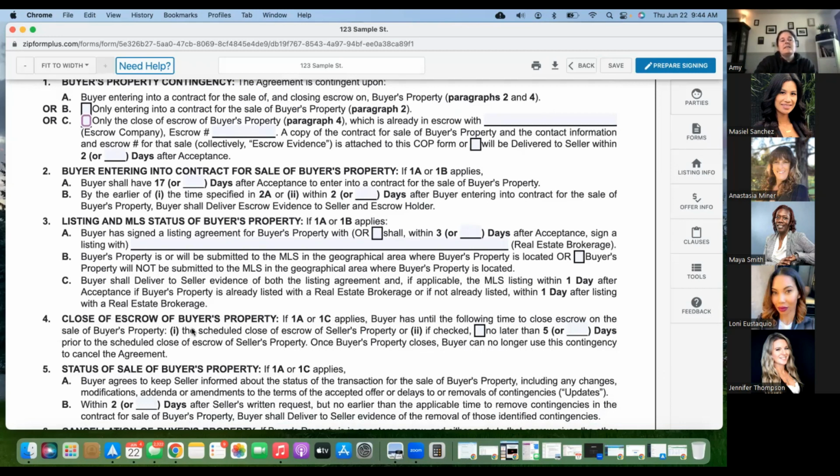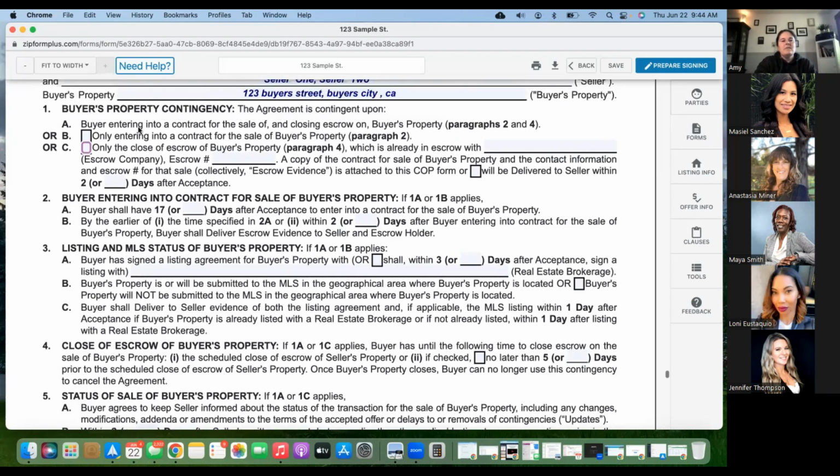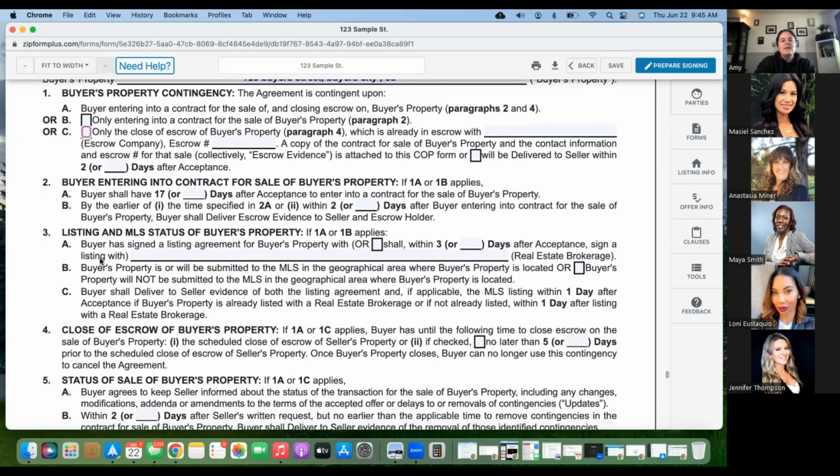Section 3 is listing and MLS status of buyer's property. This is for 1A or 1B, right? The buyer entering into contract and close, or just entering into contract. Buyer has signed a listing agreement for buyer's property or shall within blank days after acceptance sign a listing agreement. So have they already signed one, or are they going to sign one? It defaults to they've already signed one, but if not, we would check this box here and put how many days after acceptance they're going to sign that.